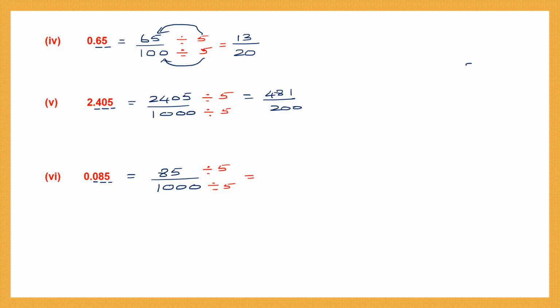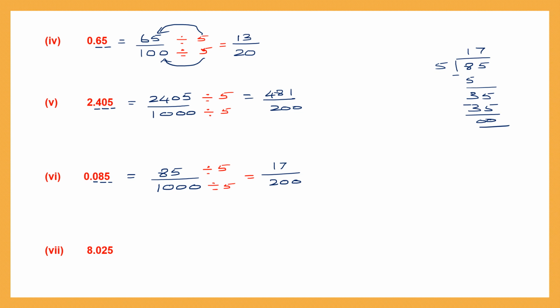So when you divide 85 by 5, 5 ones are 5 minus, and then we have 35, 5 sevens are 35. So 17, 5 into 17 is 85 and here 5 into what is 1000? 5 twos are 10, so 5 into 200 is 1000. So what is our fraction? 17 by 200.